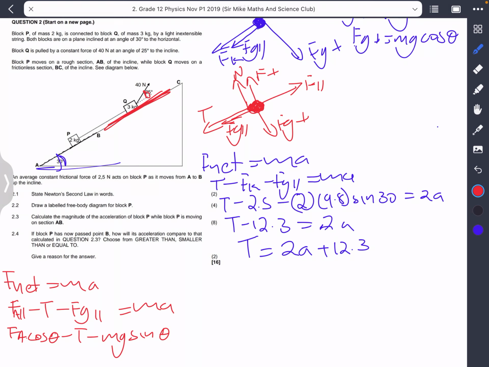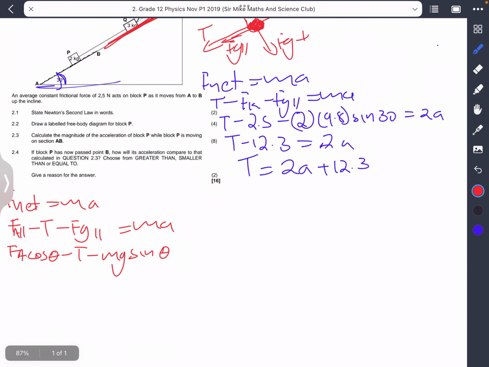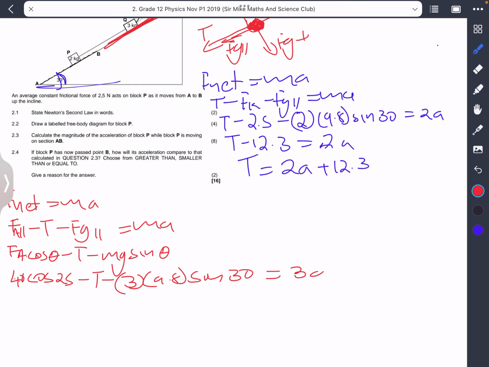So in this case, what I would have is the force, which is 40, multiplied by cos of 25 degrees, minus tension, minus, now remember, I'm using that 3 kg block, so this would be 3 multiplied by 9.8 multiplied by sine of 30 degrees. That should be equal to the mass, which is 3, so it would be equal to 3a.